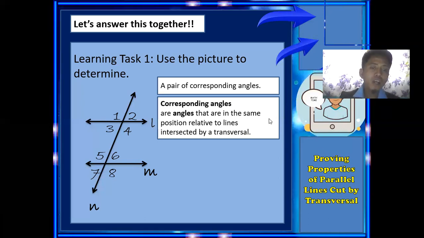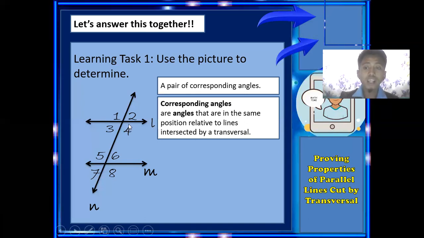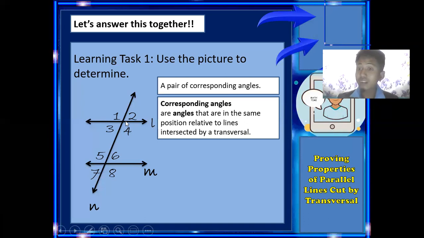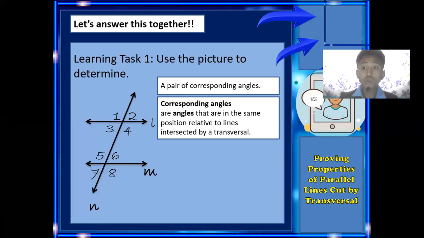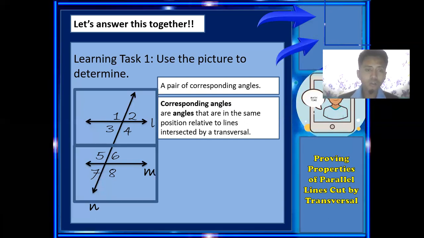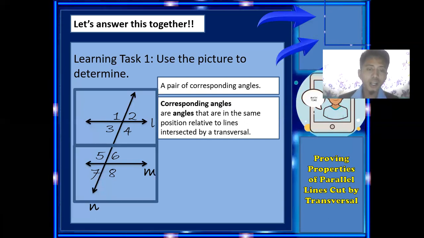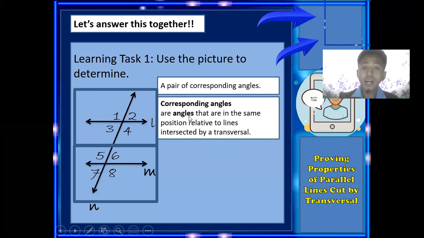So we have here the transversal line. I divide this transversal line into two parts, so that we can understand it easily. The first part is the upper part, and the second part is the lower part. I divide it so we can see it clearly. So what is this corresponding angle all about? Corresponding angles are the set of angles that are in the same position.